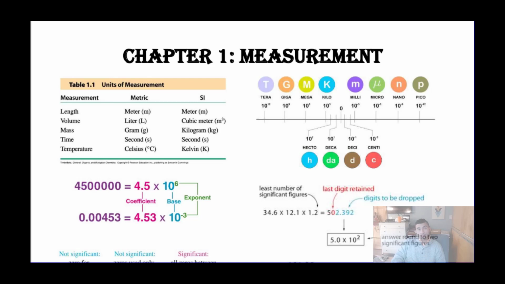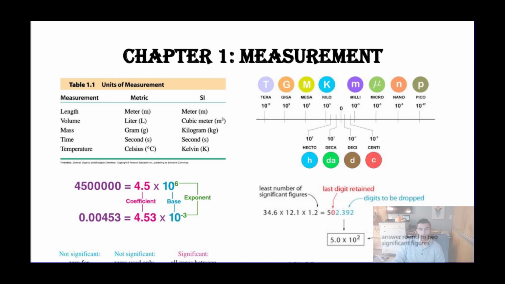So our first chapter of study this year was measurement. It was our first sort of stepping stone into the world of chemistry. And although we may not think of measurement as being quote unquote chemistry, it was definitely needed to do what we did for the rest of the year.